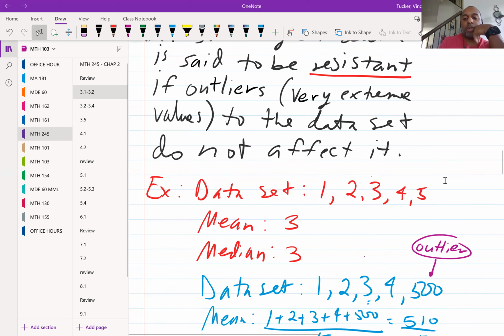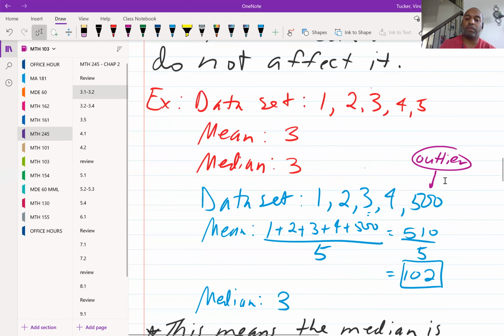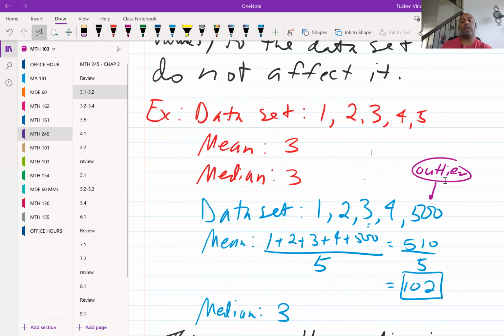So let's say we have 1, 2, 3, 4, 500. So 500 would be considered an outlier in comparison to 1, 2, 3, 4. To find the mean, add the data values up and divide by 5. That gives us 510 over 5, which is 102. But our median is still going to be 3, because remember, your median is just your middle value, and the position of 3 in reference to the data set does not change.